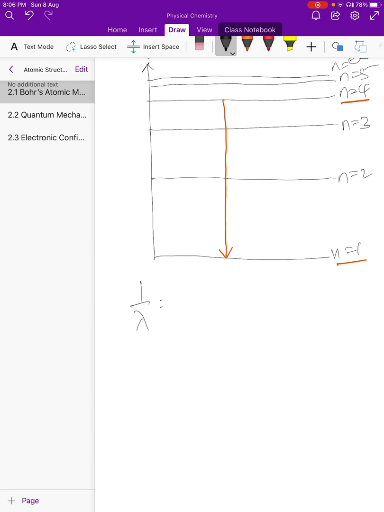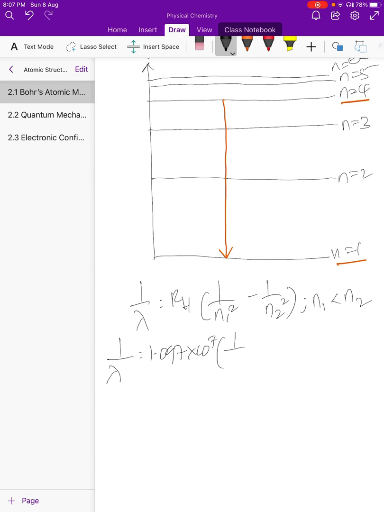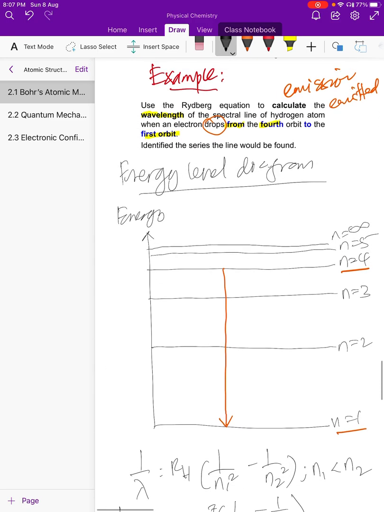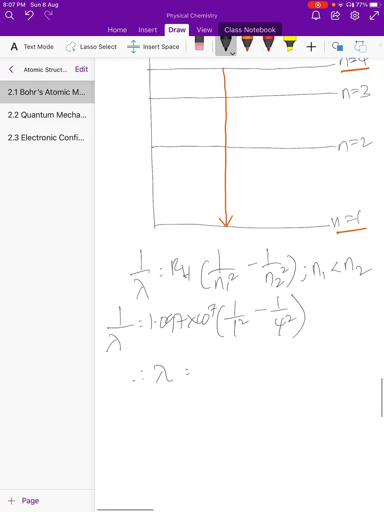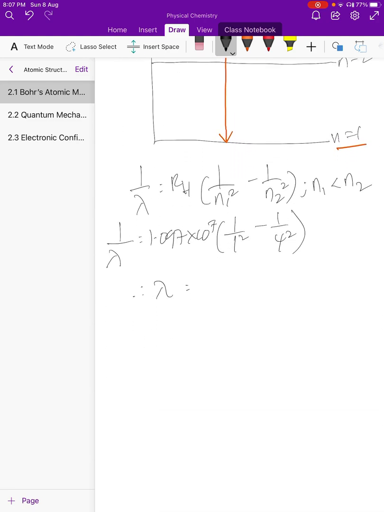1 over lambda equals RH times 1 over n1 squared minus 1 over n2 squared, whereby n1 is smaller than n2. So 1 over wavelength equals 1.097 times 10 to the power 7, and since n1 is smaller than n2, n1 is 1 and n2 is 4. Therefore, we can give the wavelength in meters or nanometers because the question doesn't mention it, so you can choose either one or both.